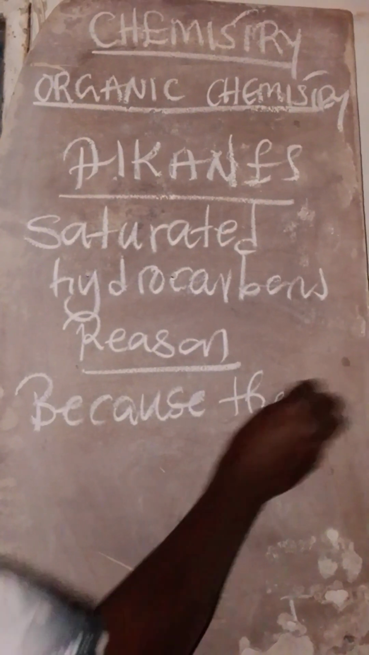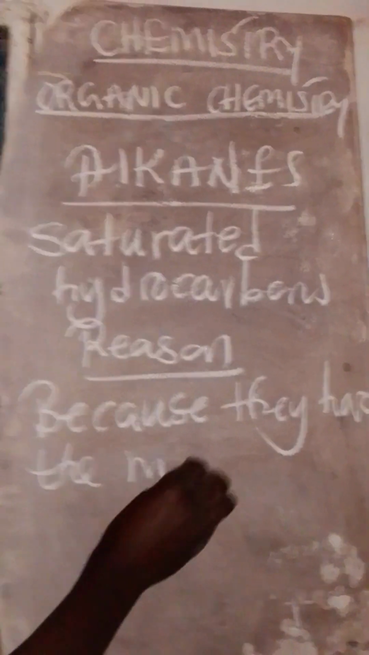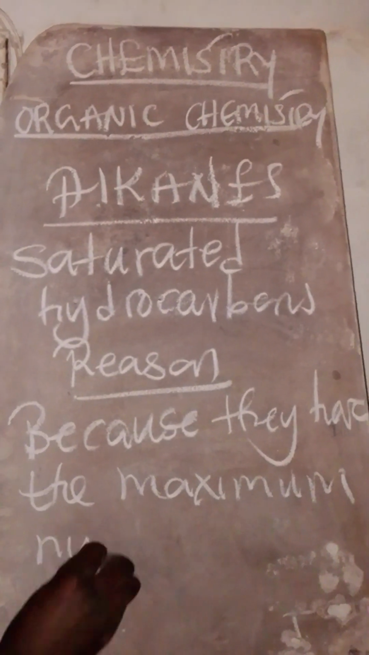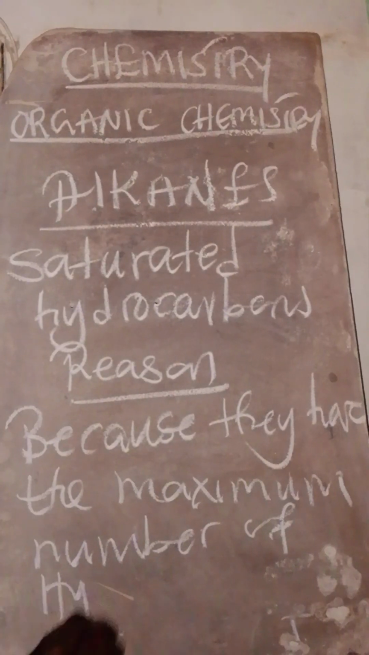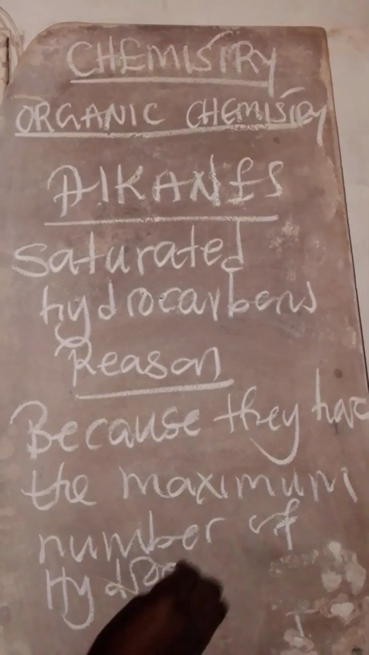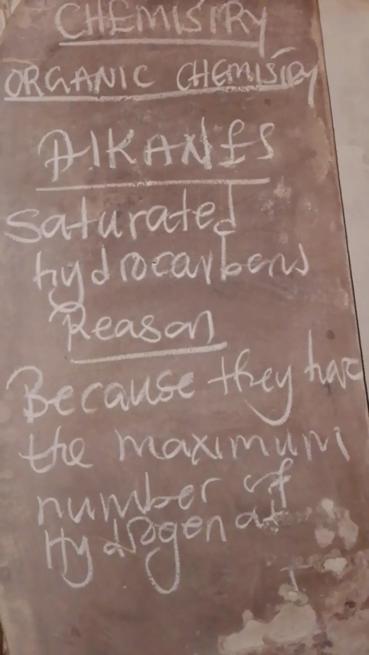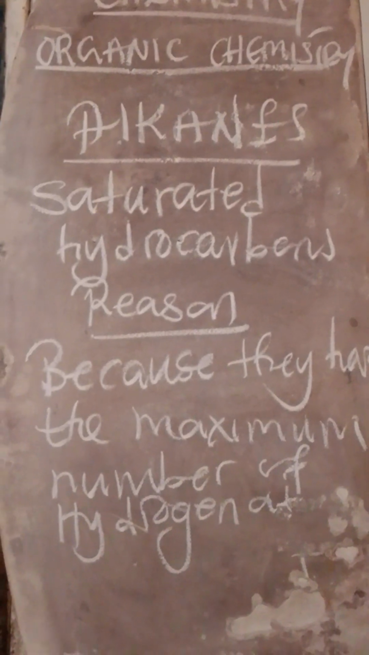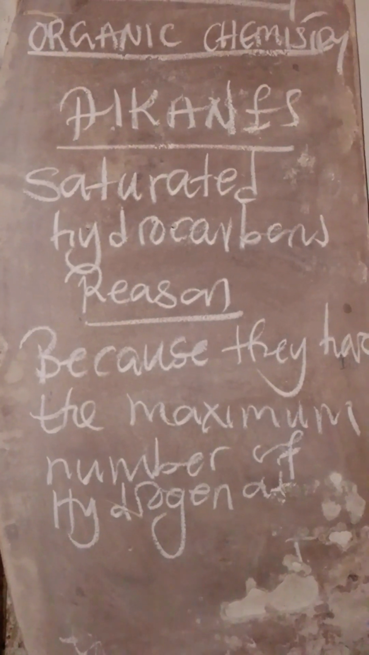Because they have the maximum number of hydrogen atoms. We say alkanes are saturated because they have the maximum number of hydrogen atoms. We are going to understand this when we start drawing their structures.